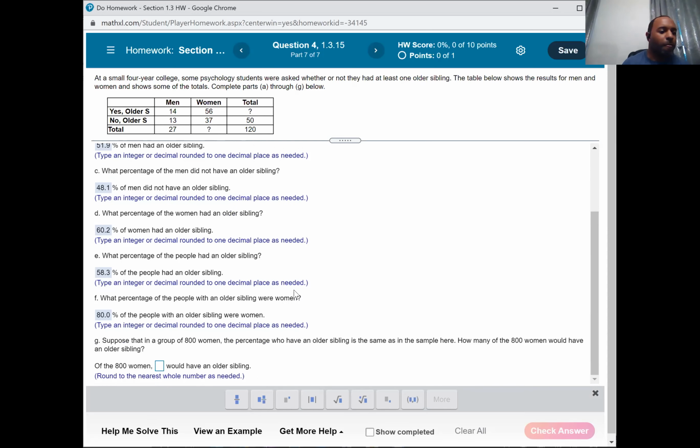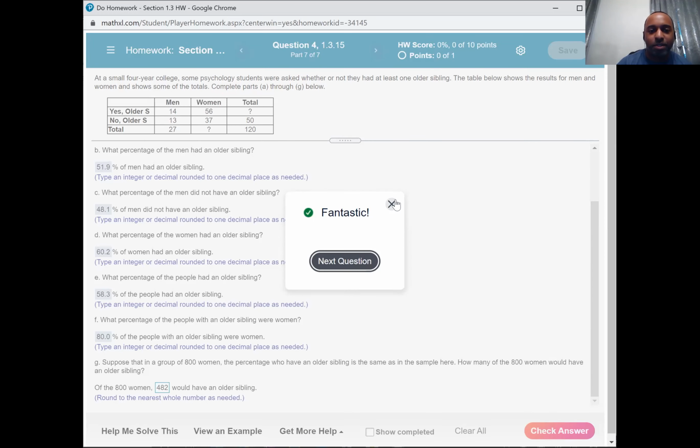That's 60.2. So don't forget to convert it to a decimal, though. So you're going to use that as 0.602 times the 800. And we say round to the nearest whole number because there's no such thing as 0.7 of a woman. So make sure you're careful with that. So it's going to be 482, with the fingers crossed. And yep, there we go.